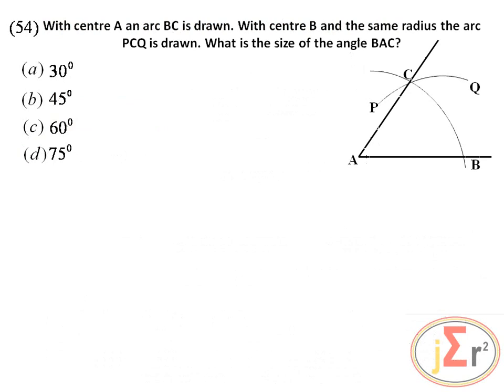With center A, an arc BC is drawn. With center B and the same radius, the arc PCQ is drawn. What is the size of the angle BAC?